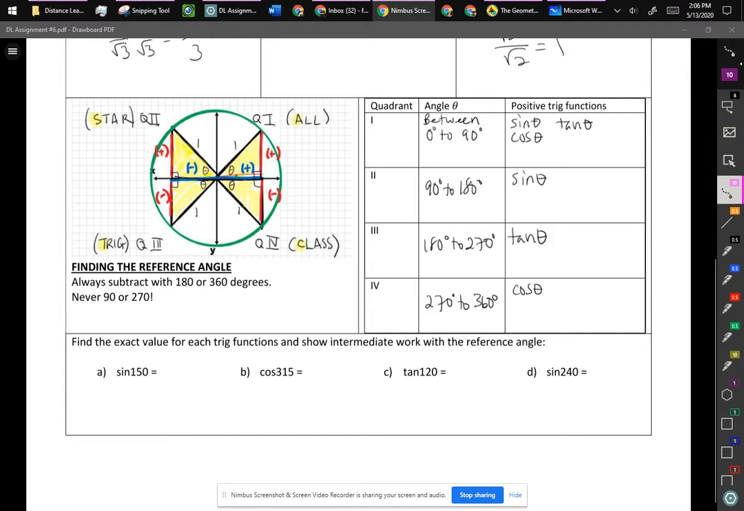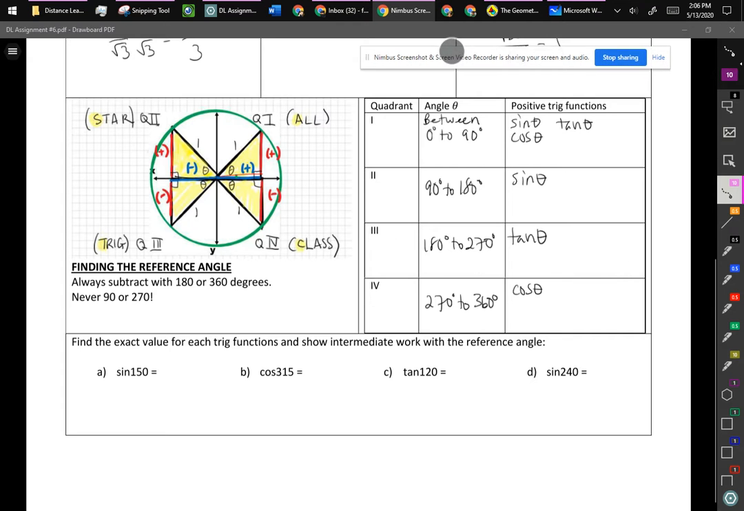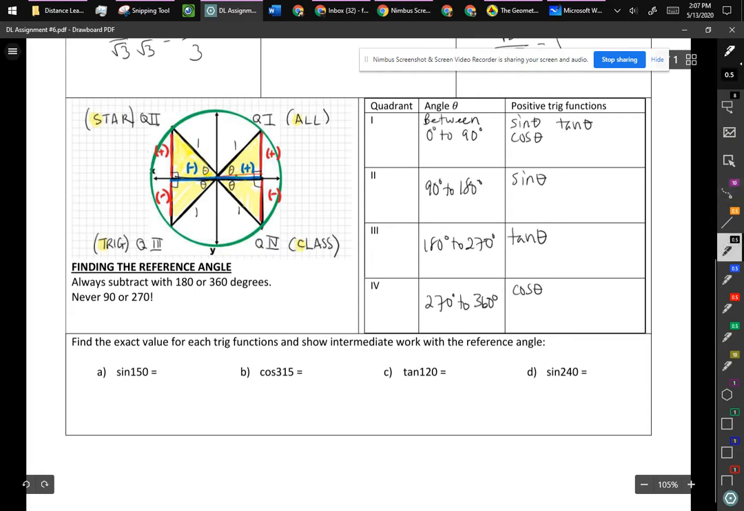We're going to do examples A, B, C, and D. Once I do those examples, you'll be able to do the practice worksheet, submit that, and you'll be done for the week. So, sine of 150 degrees.